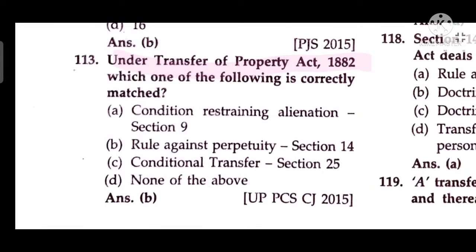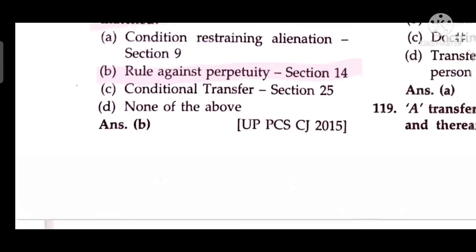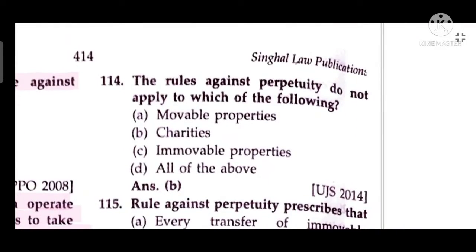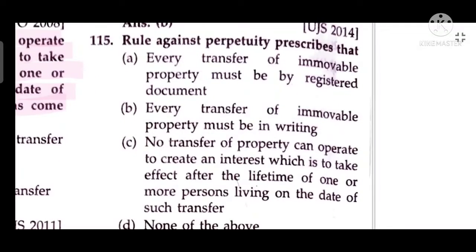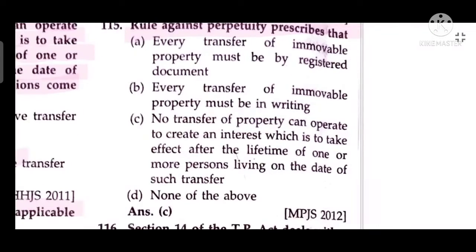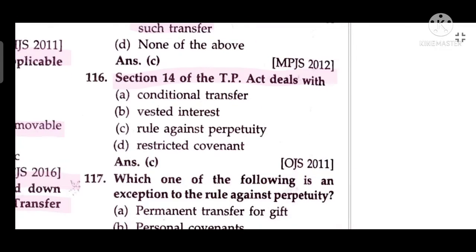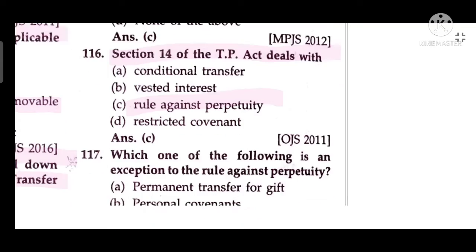Under Transfer of Property Act 1882, which one of the following is correctly matched? Rule against perpetuity, Section 14. The rule against perpetuity does not apply to which one of the following? Charities. Rule against perpetuity prescribes that no transfer of property can operate to create an interest which is to take effect after the lifetime of one or more persons living on the date of such transfer. Section 14 of TP Act deals with rule against perpetuity.